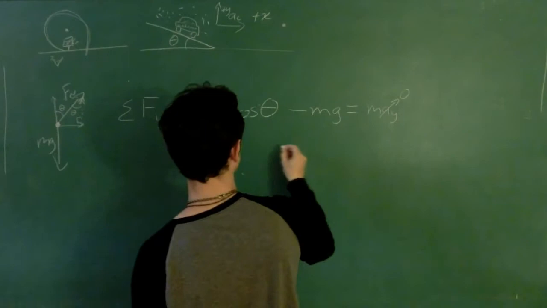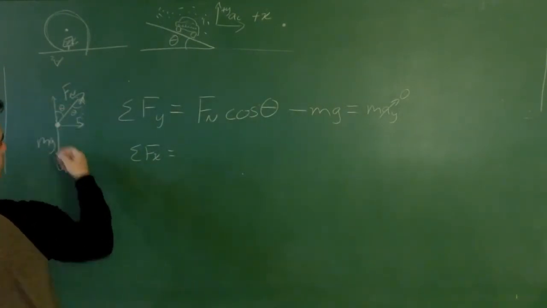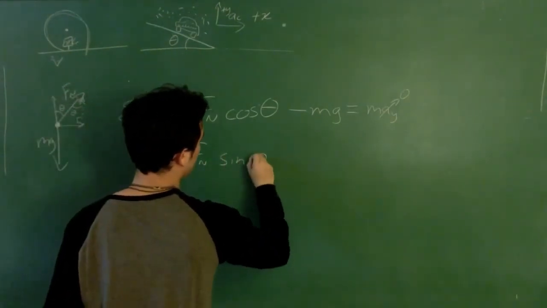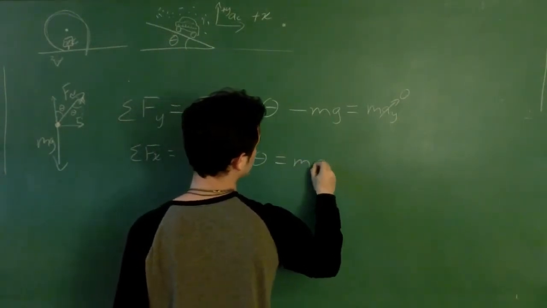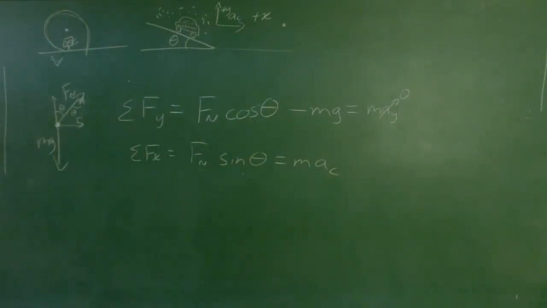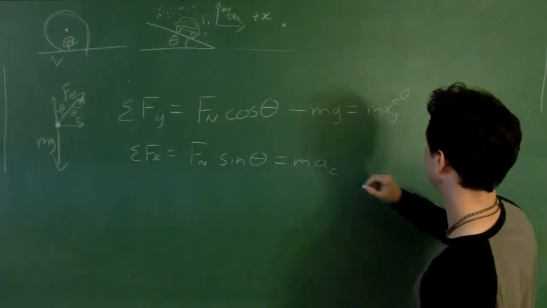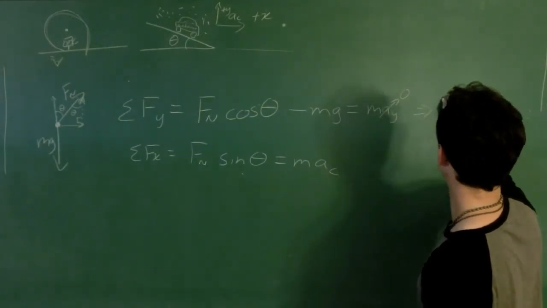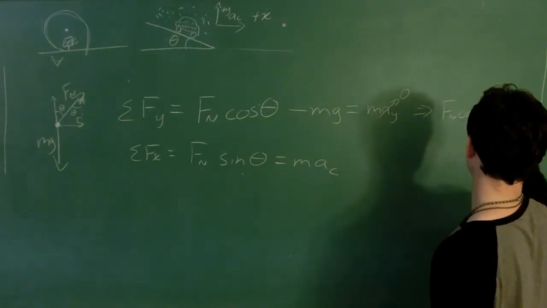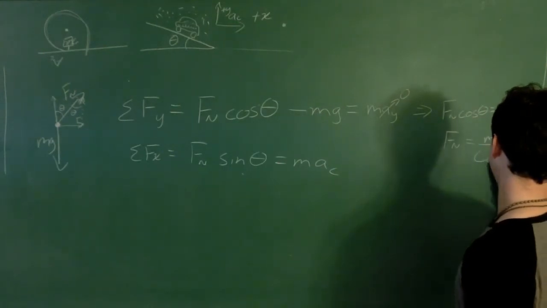So I end up with, well, let me do my sum of forces in the x direction. Sum of forces in the x direction, I've just got one component of the normal force, so I'll have normal force, in this case it's the opposite side, so I end up with sine theta, equals my mass times my acceleration in the x direction, which is my centripetal acceleration, because I'm going in a circle. Okay? So, if I take a look up here, I know that my acceleration in the y is equal to 0. I can add my force of gravity to both sides, and I end up with my normal force times cosine of theta equals mg. I can solve for my total normal force by dividing cosine from both sides: mg divided by cosine theta.